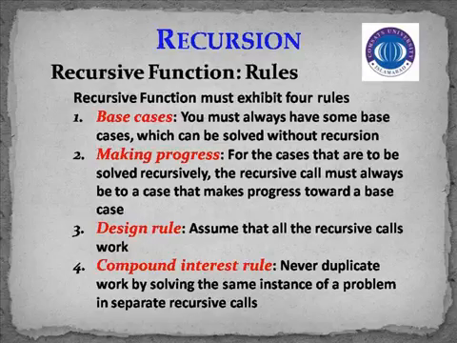Dear students, the recursive function must exhibit 4 rules. The first rule in this regard is the base cases rule, which states that you must always have some base cases which can be solved without recursion. Making progress is the second rule, which narrates that for the cases that are to be solved recursively, the recursive call must always be to a case that makes progress toward a base case.